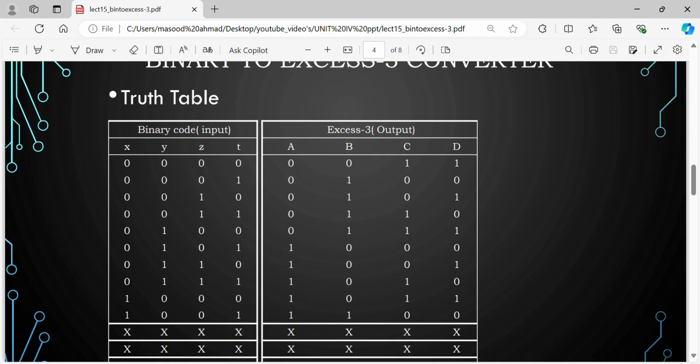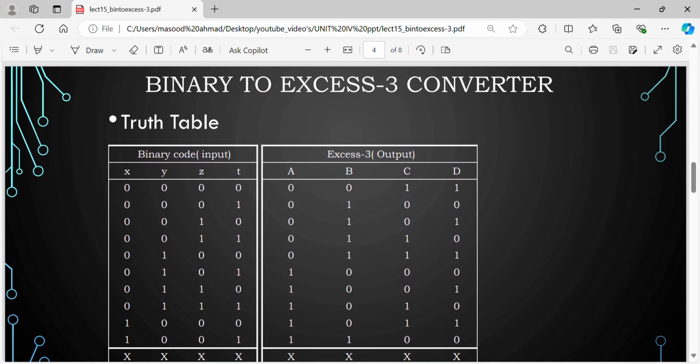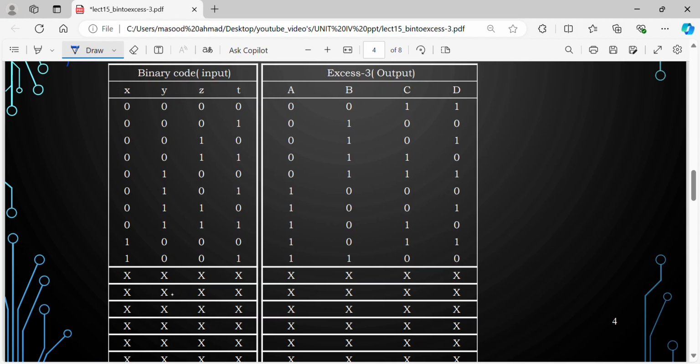Now look at the input output relations. That is step 1, of course. In step 1, we are looking at the truth table. Input is binary, output is excess-3. Anything beyond 12 is don't care, because the valid output is from 3 to 12. Input is binary, so I can take binary from 0000 to 1001. The rest are also valid, but there is no equivalent excess-3 code for those binary codes, so we are not going beyond 9.